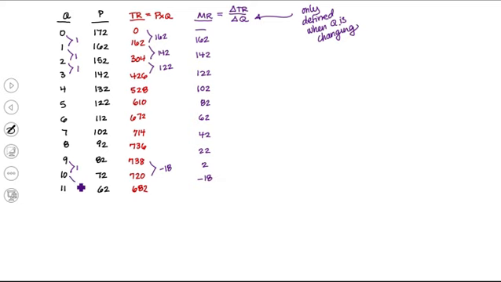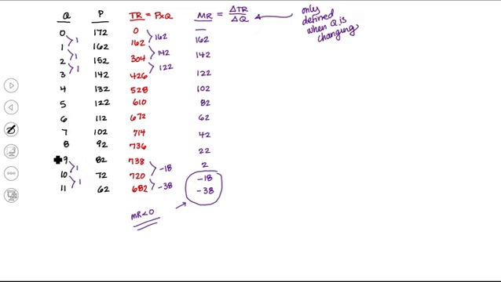When I go from 10 to 11, we see that total revenue falls again. It goes down by $38. So marginal revenue becomes negative. So we want to point that out, right? We want to make sure we see that marginal revenue can actually become negative because total revenues are falling.